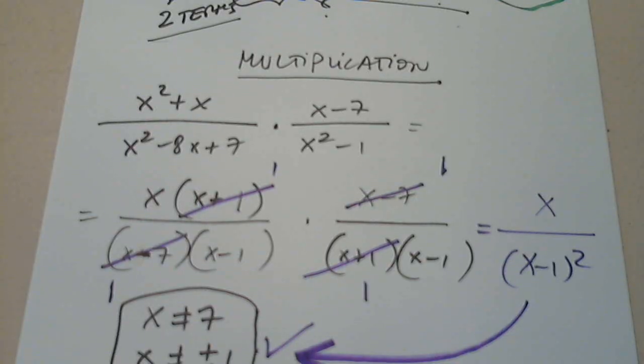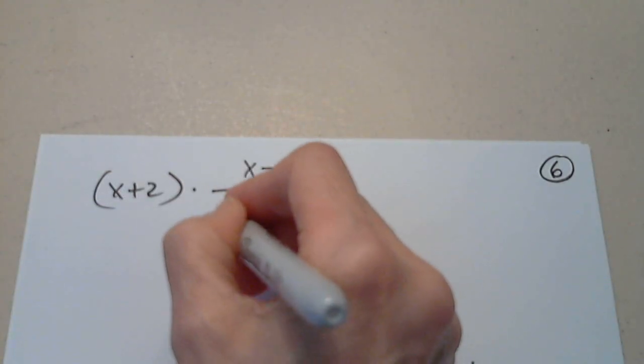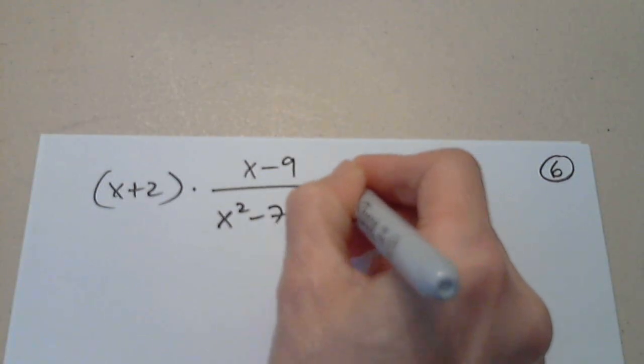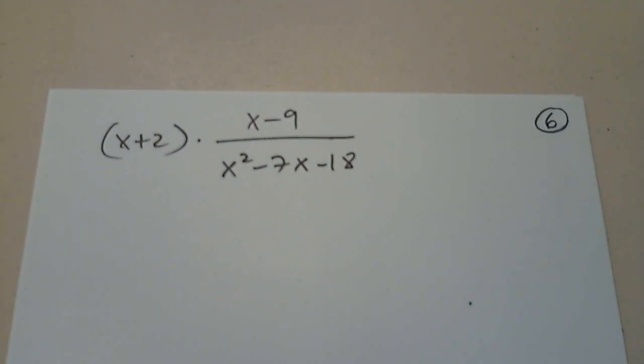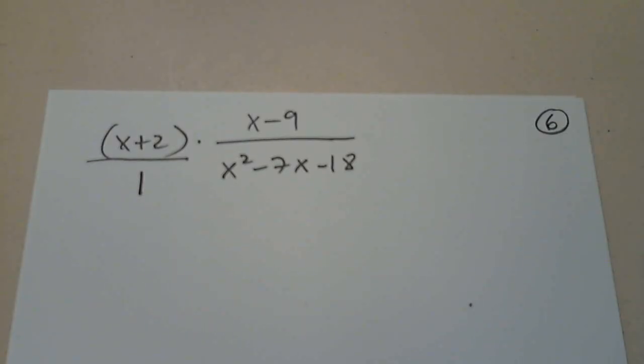Okay, let's continue working on products. I want one more product before we look at division. So let's look at this one. Let's work on this one for a minute. X plus 2 times x minus 9 over x squared minus 7x minus 18. So let's work on this for 1 minute, and then we move on to division of rational expressions. Remember, x plus 2 is basically x plus 2 over 1, not 1 over x plus 2.